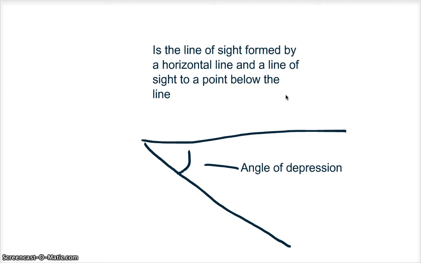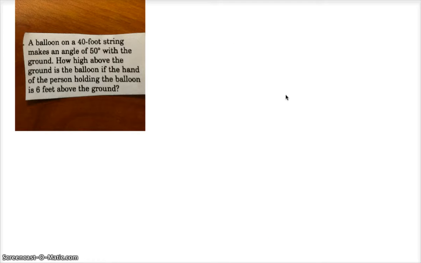Alright, we're going to do 4 examples, and I gave you the half sheet that we'll be doing the 4 examples on. Number 1 says a balloon on a 40-foot string makes an angle of 50 degrees with the ground. How high above the ground is the balloon if the hand of the person holding the balloon is 6 feet above the ground?